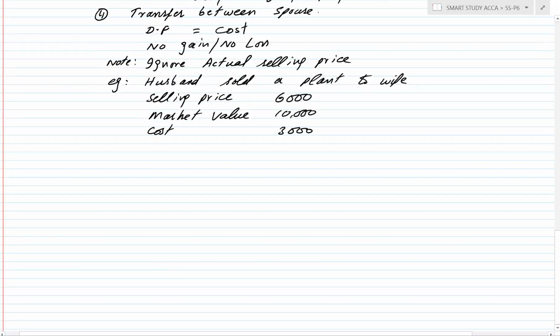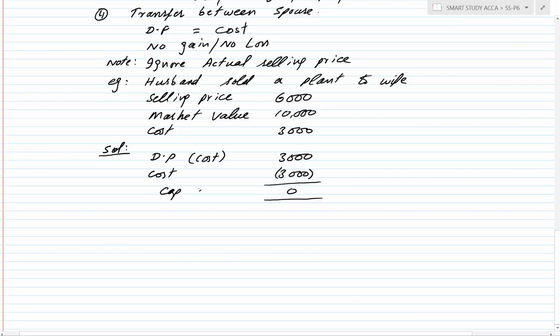Because this is a transaction between husband and wife, in this case, disposal proceed will be cost. So what is the cost of the asset? 3,000. So in fact, it will be assumed that husband has sold this asset to wife at cost. So there will be no gain, no loss. So in your exam, whenever you will see a transaction between husband and wife, you are simply going to write down, this is a transaction between spouse, so no gain, no loss. You don't need to calculate anything.